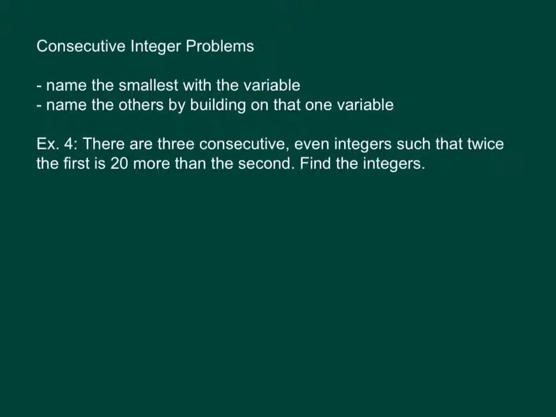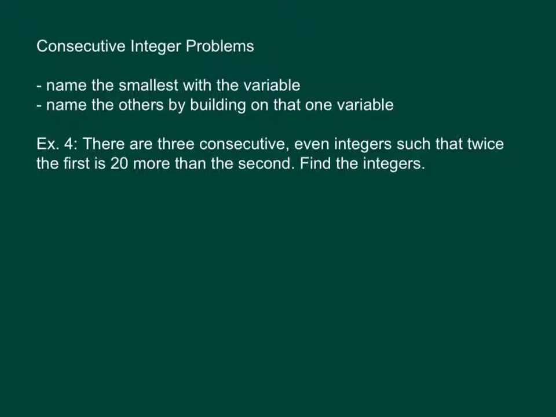Consecutive integer problems. All right, we've done these before. We're going to step it up, and instead of just adding the consecutive integers and having a total, we're going to be manipulating the consecutive integers. So name the smallest with the variable. Again, it's easier to name the smallest and build on it than it is to name the larger and cut it down. Name the others by building on that variable, as we said.